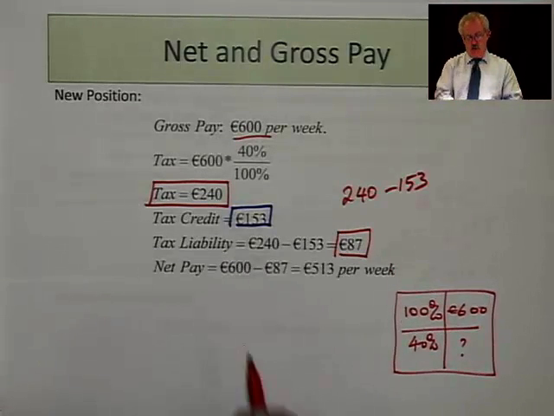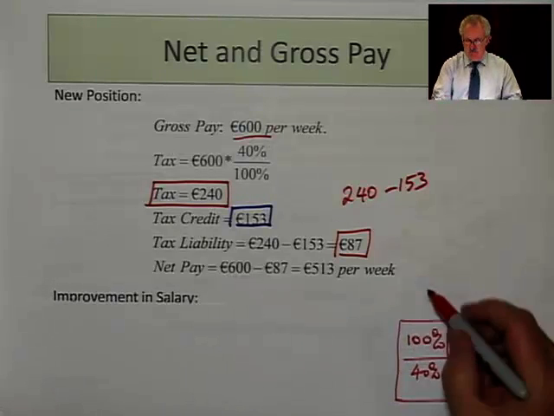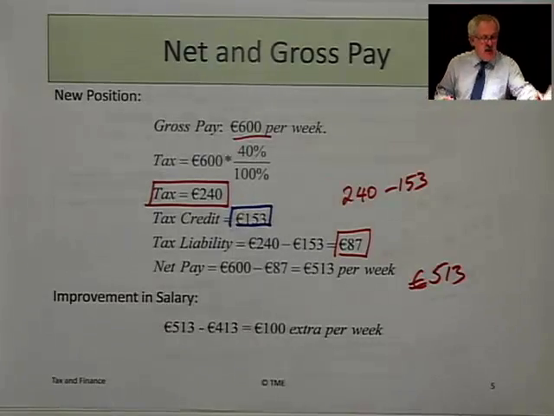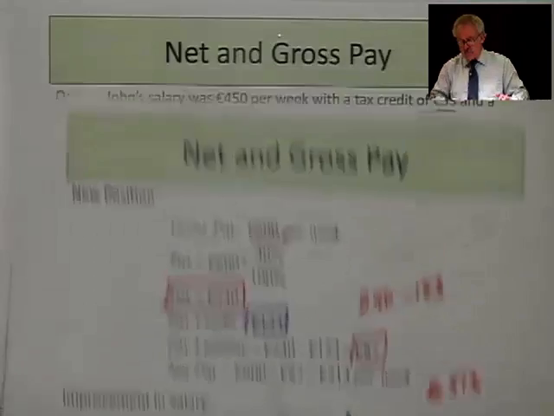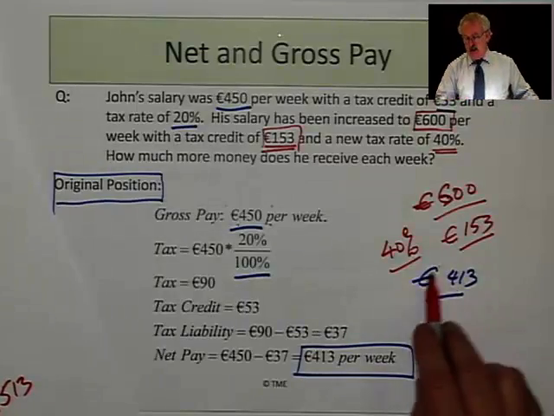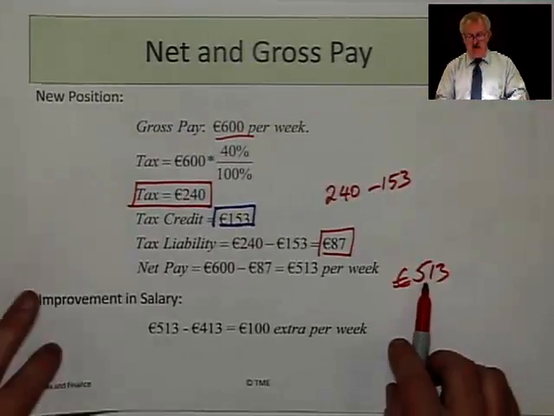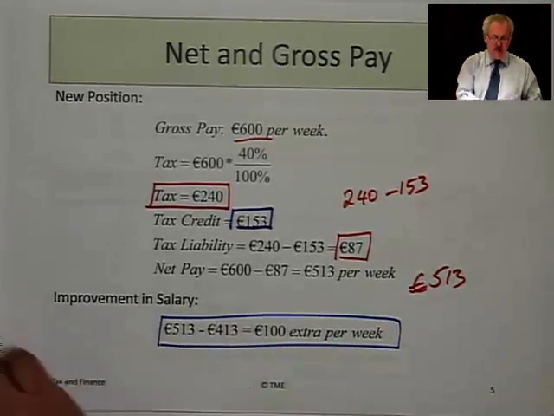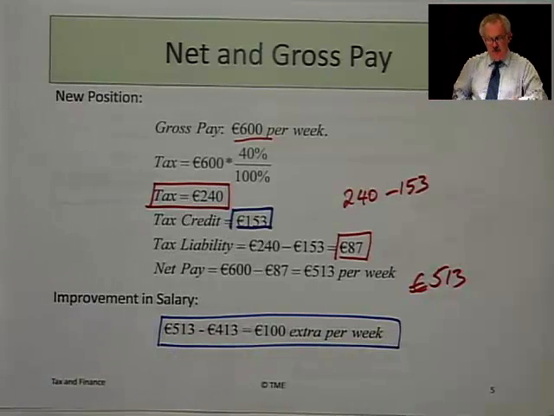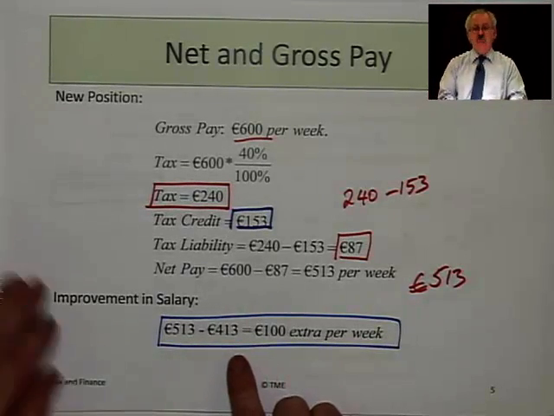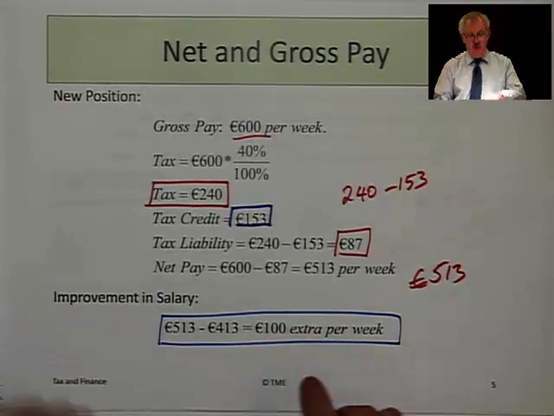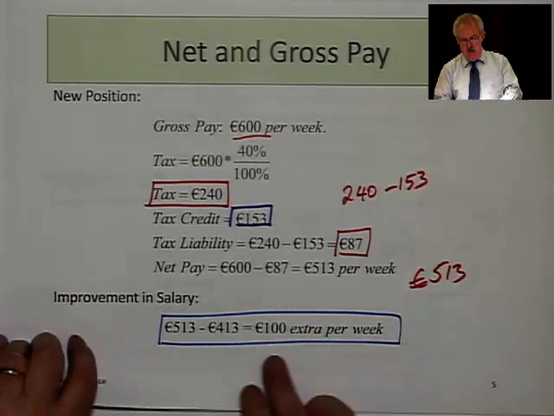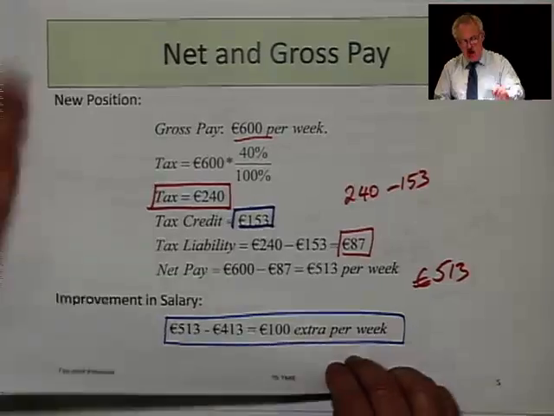But he's earning 600 a week. 600 minus 87, it's 513 a week is his new salary. And if we compare that to his old one, he was earning 413 a week here in blue, now 513. So his increased salary, one minus the other, he's up €100 a week. Now, remember that his official salary, his gross salary, went from 450 to 600, which was a total of 150 increase, but his take-home pay after that is 100. So you can see all those things coming together.